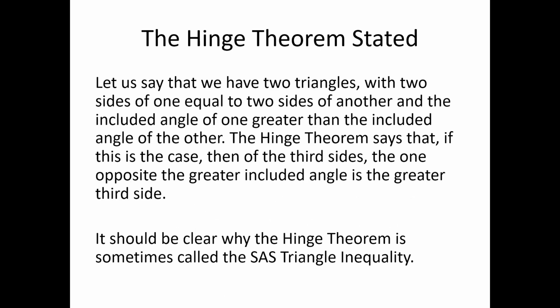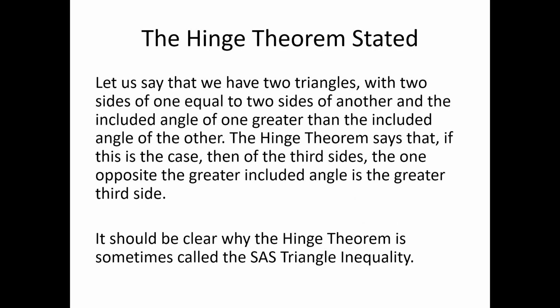So the Hinge theorem, the first of the two results that we'll prove today, says this. Let us say that we have two triangles with two sides of one equal to two sides of the other, and the included angle of one greater than the included angle of the other. So not side-angle-side congruence, though like it in a way. Both here and in side-angle-side, we have to have two sides of one equal to two sides of the other. But now we say that the included angle in one of the triangles is greater than the included angle of the other. Now what the Hinge theorem says is that in this case, the third side of the triangle with the greater included angle is the greater of the third sides.